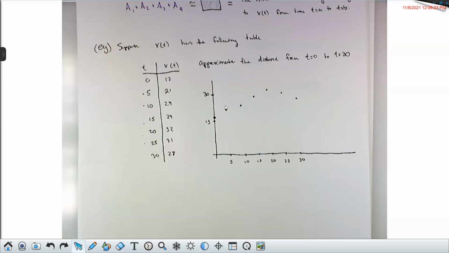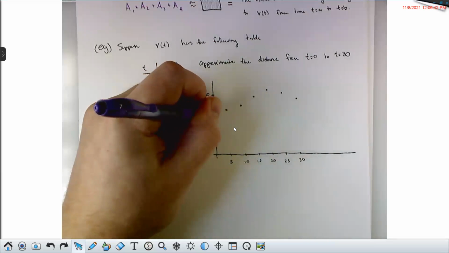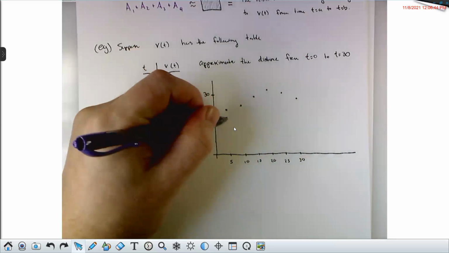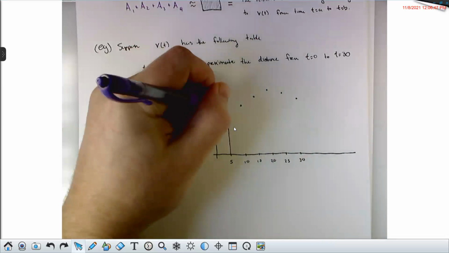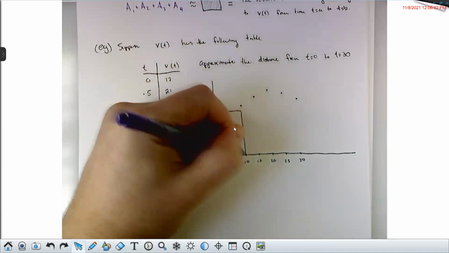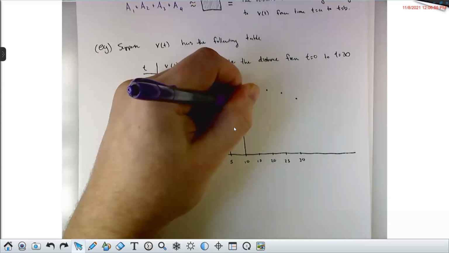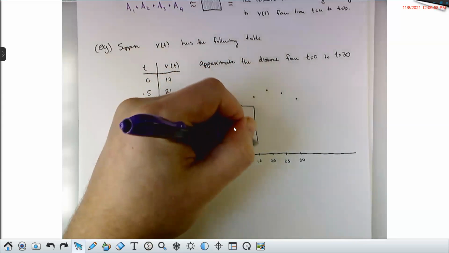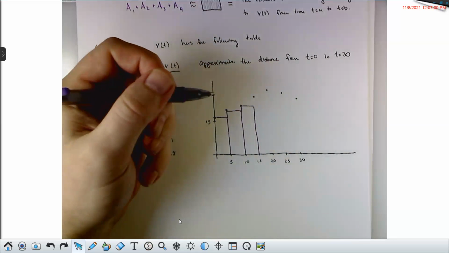All right, so I have some velocity curve that fits this data. This data comes from some velocity curve. But if we want to approximate how far we've gone, we could set up two kinds of Riemann sums. I'll draw in the left endpoint Riemann sum. So here's my left endpoint Riemann sum. I'll just keep drawing these.